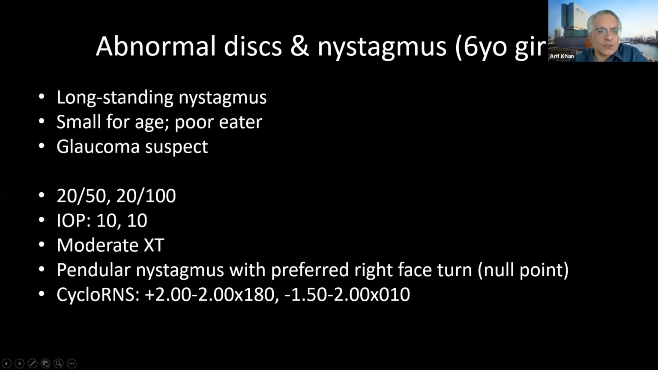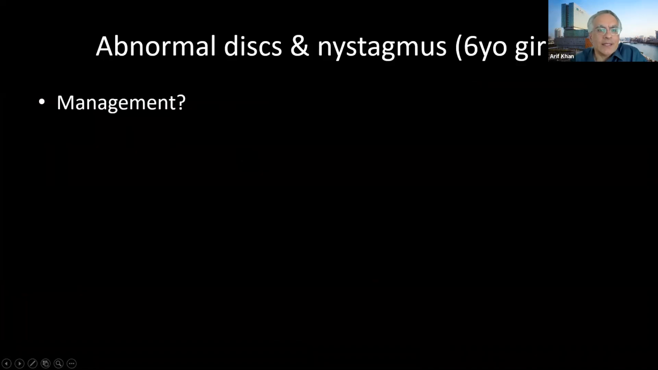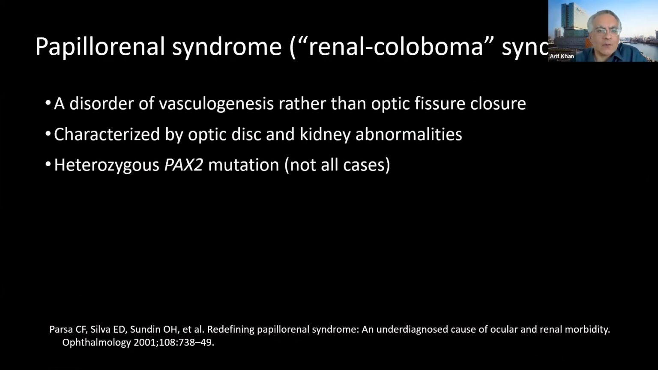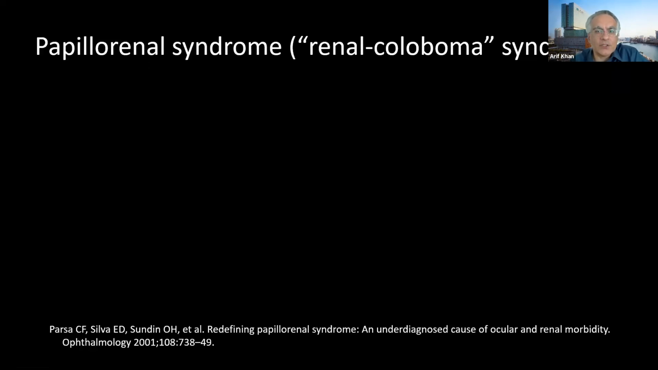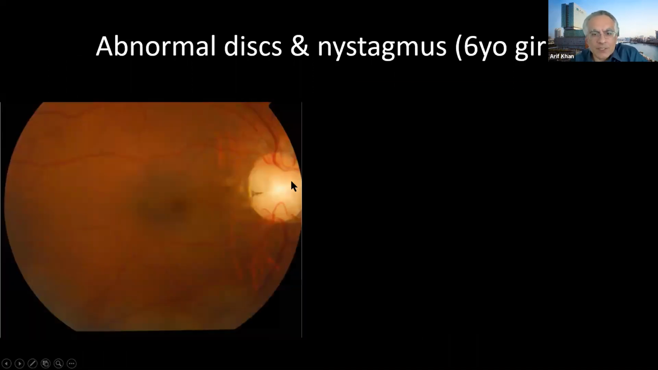And as I mentioned, this girl was small for age and a poor eater. She's in renal failure. And when we worked her up, we found she has a small dysfunctional right kidney and a multicystic dysplastic left kidney. So the papillorenal syndrome used to be called the renal coloboma syndrome because this was thought to be an optic nerve coloboma, but it's not. And we shouldn't use the term renal coloboma syndrome.